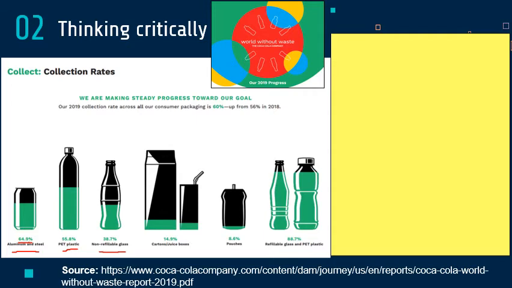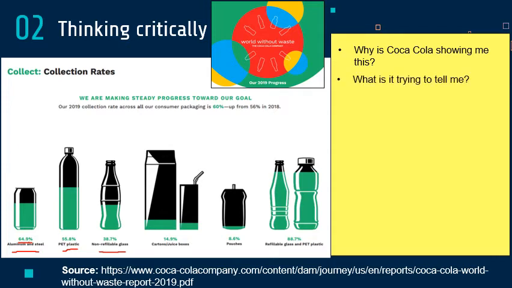Okay, and the source, yep, I've said it's from the report. So the first thing I'm going to ask myself is, why is the Coca-Cola Company showing me this? What are they trying to tell me? Well, it's in this World Without Waste report, which is about how much waste the Coca-Cola Company produces as a corporate company making products. So maybe they're trying to tell me that they're doing something about the waste they create.